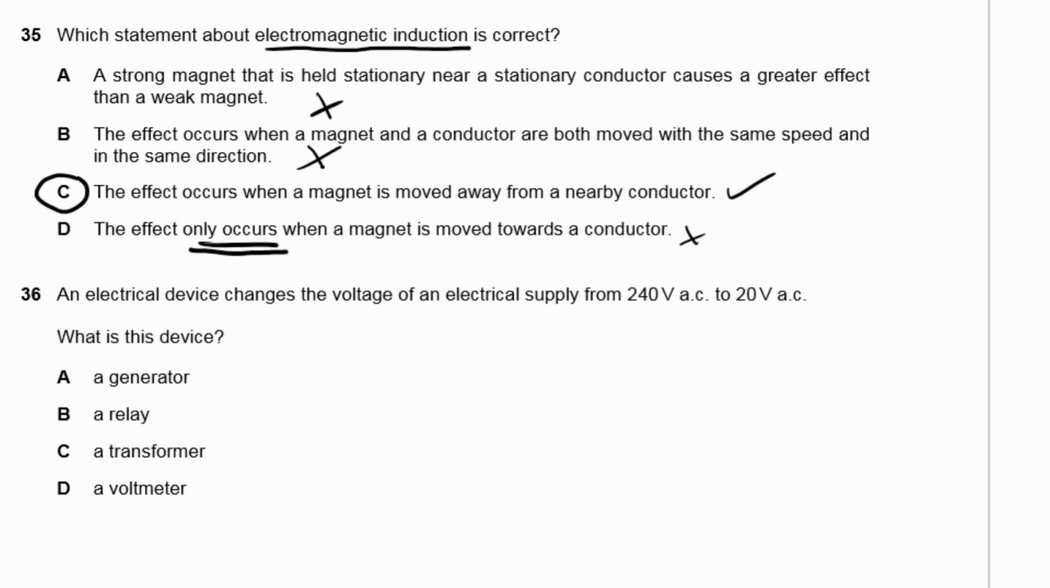Question 36. An electrical device changes the voltage of an electrical supply from 240 volts AC to 20 volts AC. What is this device? Well, it's actually a transformer. There we go. And a transformer can change the voltage of alternating currents. It doesn't work with direct currents, but alternating currents, it works wonderfully. So, transformer. None of the others will do that.